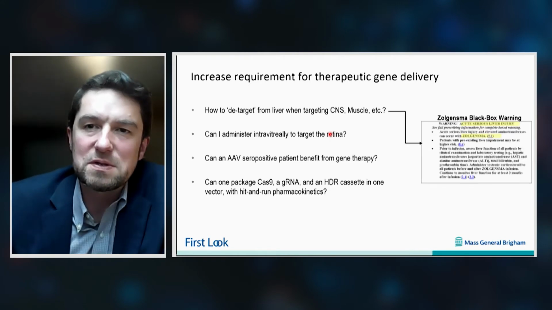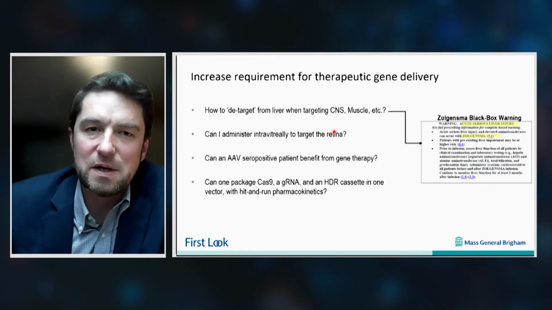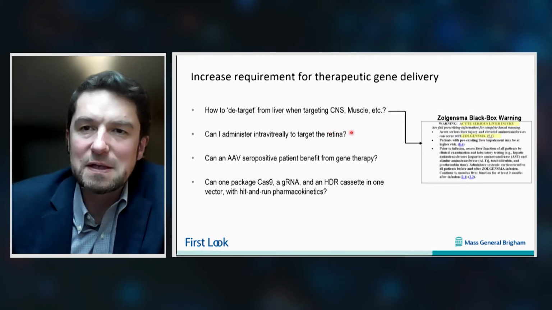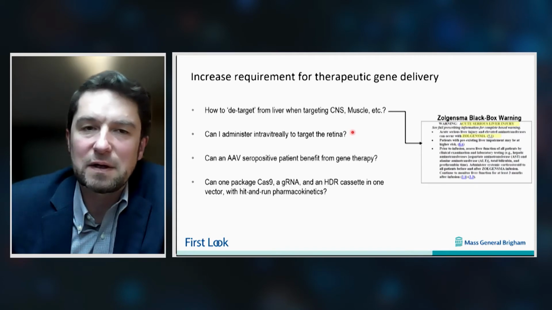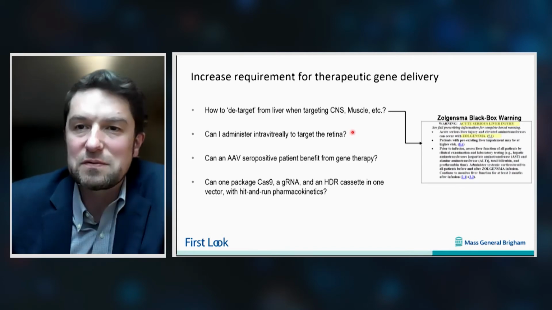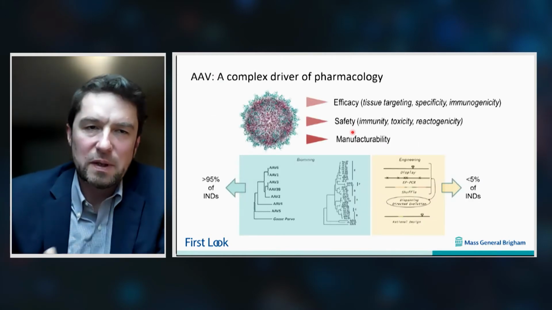These are real questions. They show up on, for example, here, the label of one of our first approved drugs, Zolgensma, where liver toxicity is clearly seen as a potential serious side effect of that otherwise transformative drug. So how do we govern this? Well, how do we think about this?